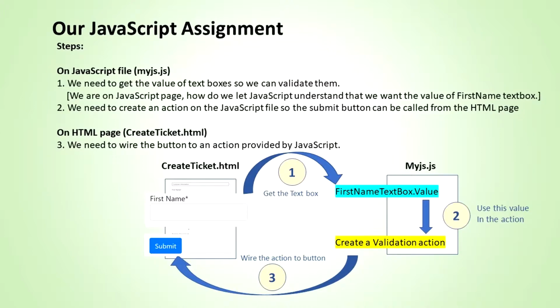As you can see from the slide, the first step is to get the value of text boxes, so we can validate this value in the action. The second step is to create that validation action in the JavaScript file. The third step is to wire the action to the button on the HTML page. Let's create the JavaScript together in the next demo.